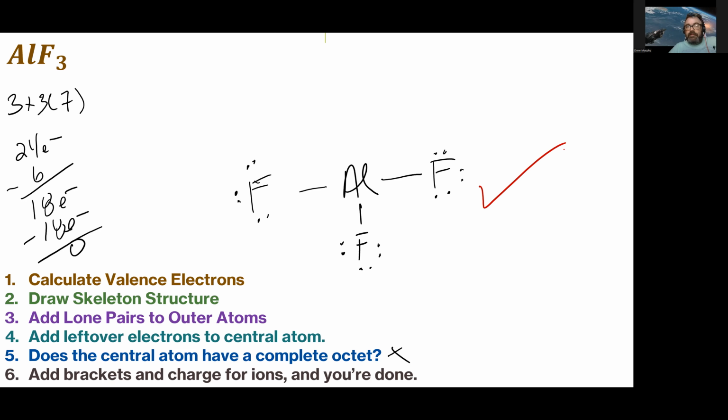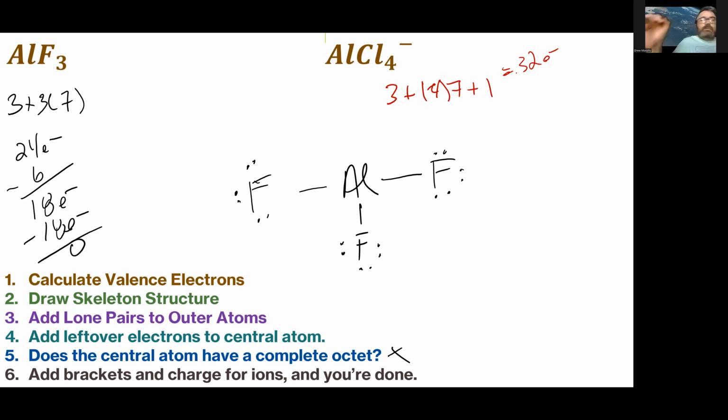Okay. Could we have AlF4 minus? Yes, we could, because aluminum can have 8. Oh, I didn't plan ahead. Okay. AlCl4 minus. I'm going to erase this check mark and squeeze this other guy in here. Same idea. We have one more. Remember, fluorine and chlorine are in the same group, so this is going to be 3 plus 4 times 7 plus 1. So what does that mean? That means 7 times 4 is 28. So this is 32 again. 32 electrons.